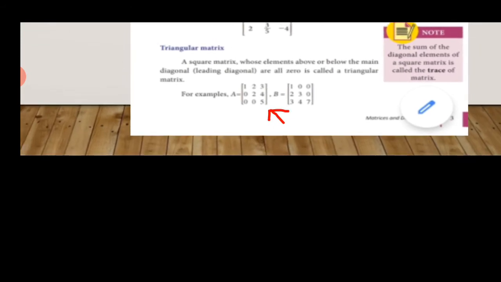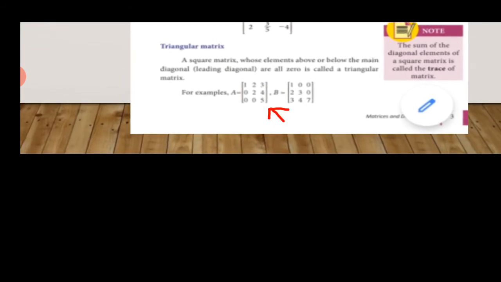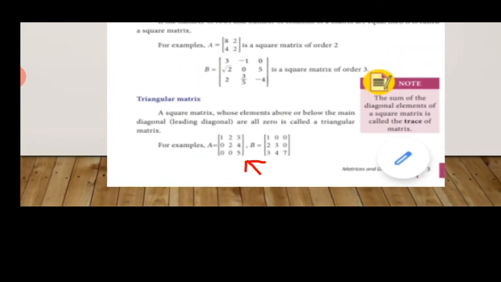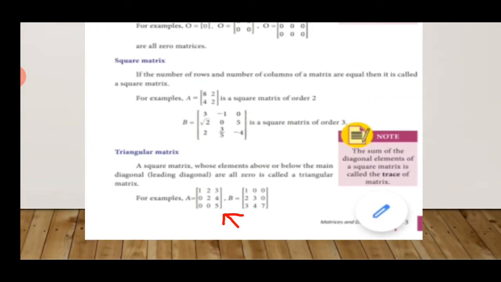In that I have made a red color arrow that represents the diagonal 5 to 1. Below that red color diagonal line, you can see all the entries are zeros. Or it can be like in the next matrix B, you can see 1 3 7 on the diagonal, and above that you have all the entries as zeros. So these types of matrices are called triangular matrices.